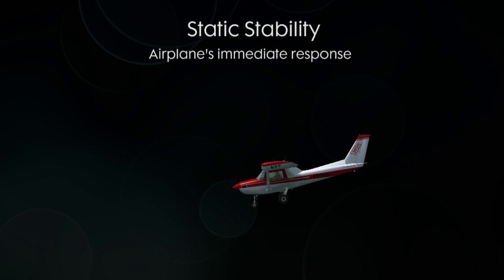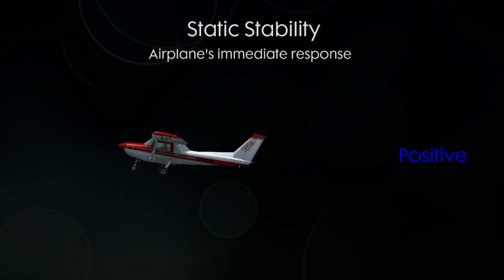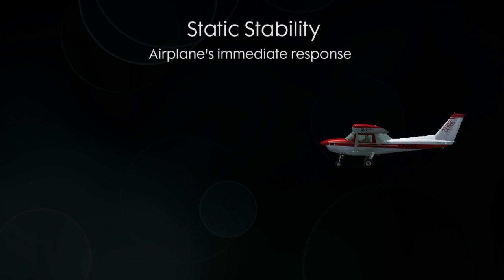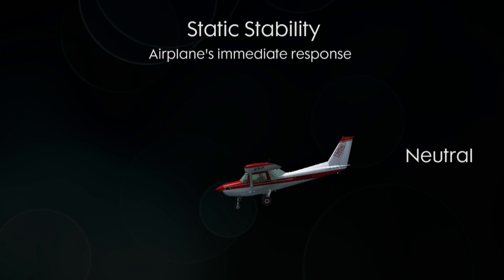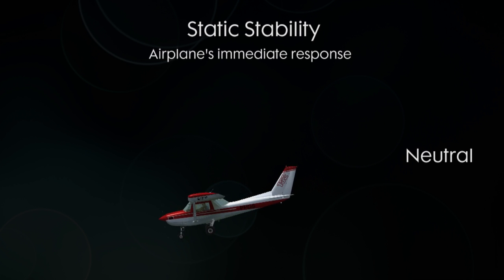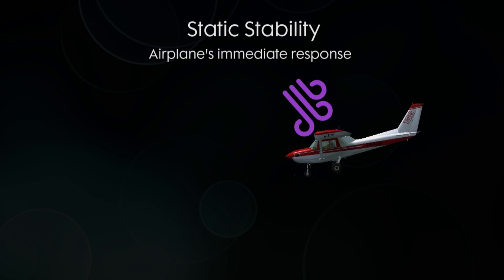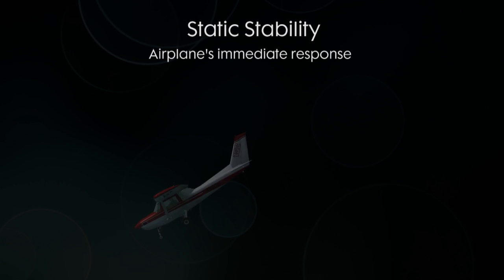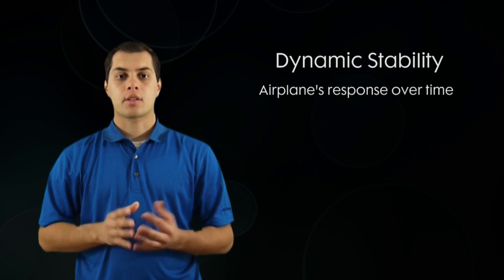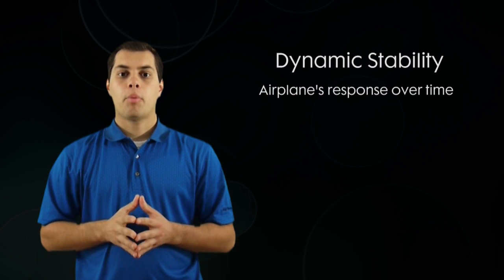A positive response would be the airplane going back up to get back to where it started from. That's a positive stability. Neutral stability would be just the airplane going down at the same rate that it got pushed down, and it would continue on. And negative stability would be the airplane being pushed down and then going further down, making it worse, basically. And that's static stability. Dynamic stability has the same 3 types, positive, negative, and neutral, but it's over time.